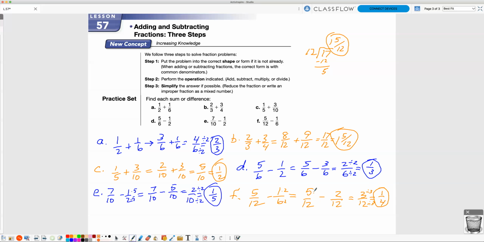There you go. There's adding and subtracting fractions, the 3 steps that you need to follow to complete that. Remember, it was SOS. Shape, operate, simplify. So remember, the shape was common denominators if you're adding and subtracting fractions. Operation is just adding, subtracting, multiplying, or dividing. And then the final S is the simplify, which means reduce the fraction or write an improper fraction as a mixed number.